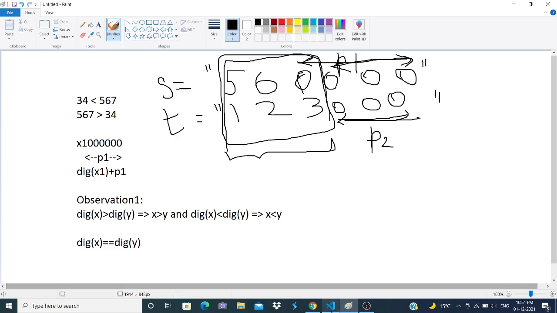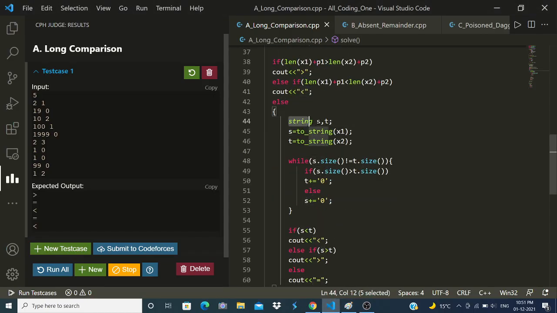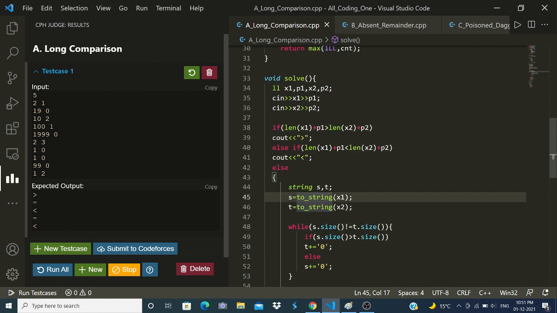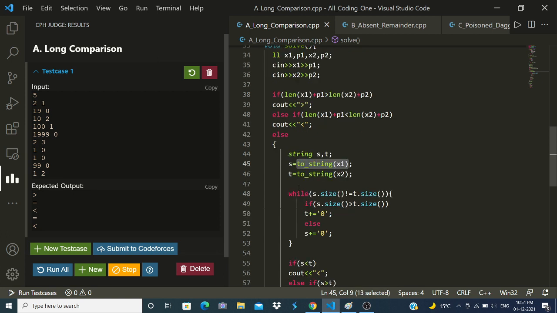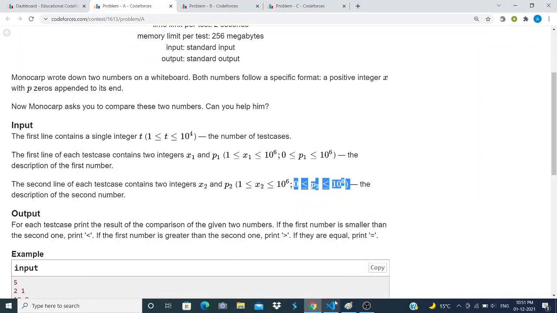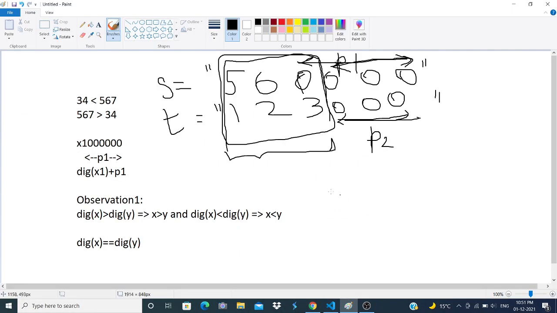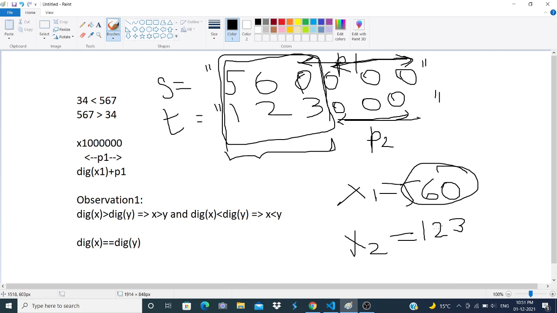So this is what I have done over here. We take two strings s and t, and we convert them to strings. to_string is a function in C++ which takes a number as an argument and returns a string. While their sizes are not equal, I am appending the proper number of zeros. For example, if x1 is equal to 56 and x2 is equal to 123, since their sizes are not equal, I append a 0 to this. Now their sizes are equal, and I can just compare these two, right?